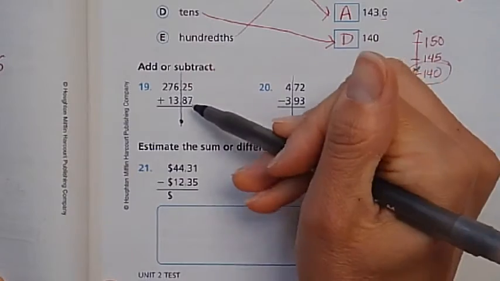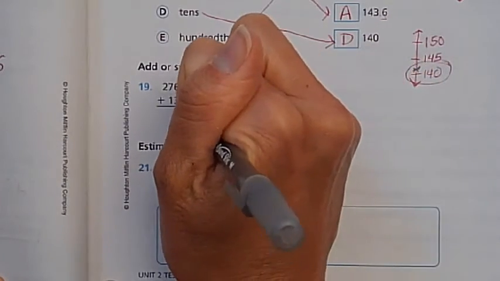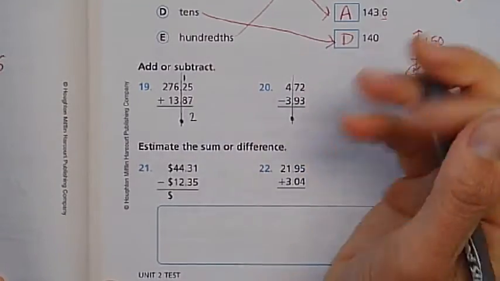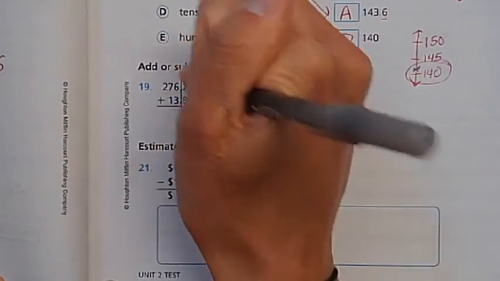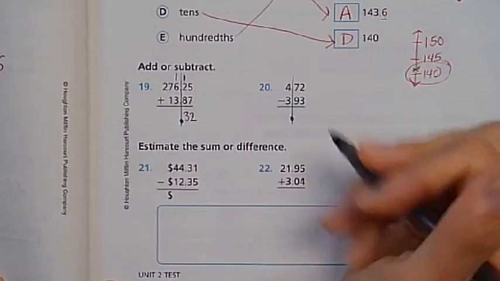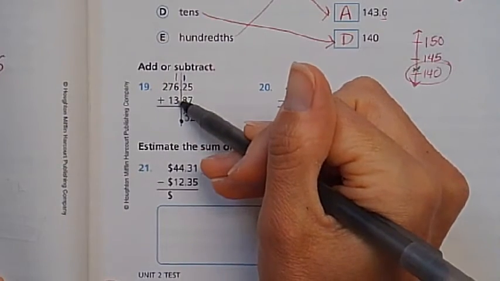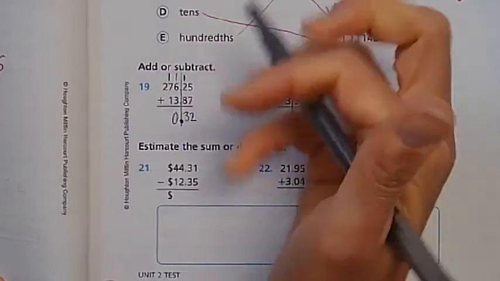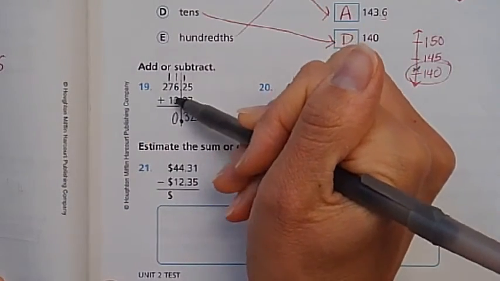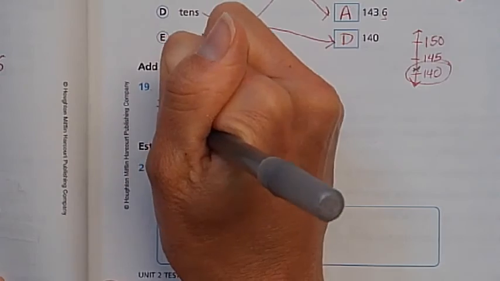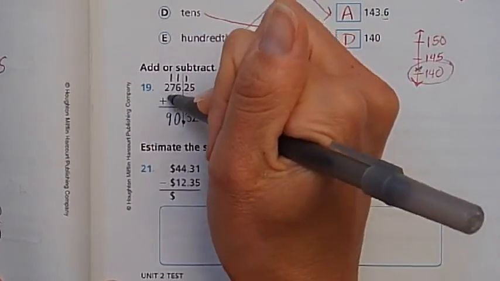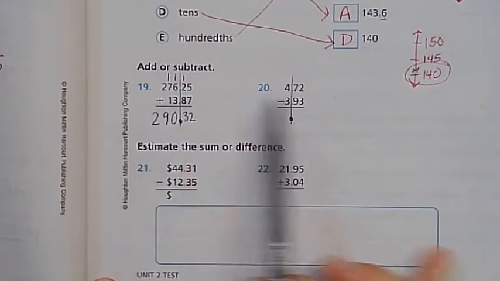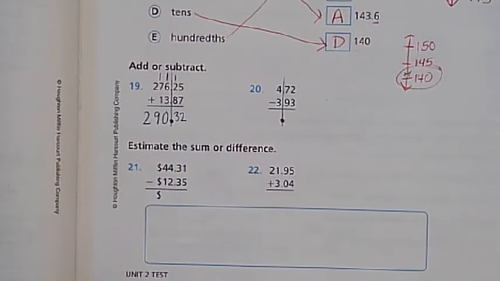7 plus 5 is 12, so I put down the 2, carry the 1. 8 plus 2 is 12, plus 1 is 13. Put down the 3, carry the 1. 6 plus 3 is 9, plus 1 is 10. I put down the 0 and carry the 1. 7 plus 1 is 8. 8 plus 1 is 9. Put down the 9. And 2 plus 0 is 2. So working from right to left, adding each place separately.